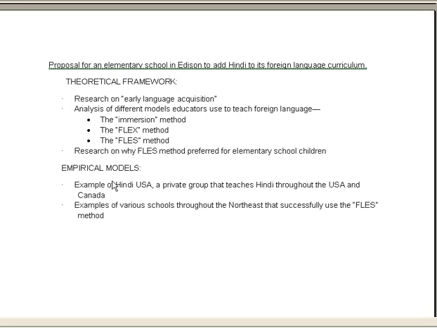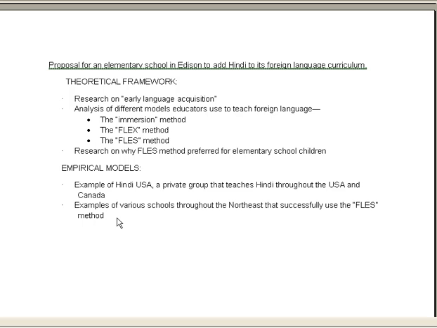And then, of course, she found some empirical models that built that up. For example, she had lots of models throughout the Northeast that had absolutely nothing to do with teaching Hindi, but they were nonetheless effective empirical models because they illustrated successful use of the FLES method and helped her in her argument that that method was better than the other theoretical options.